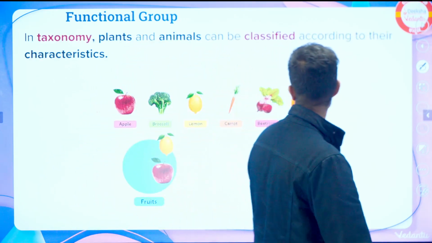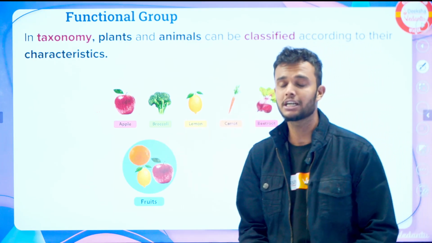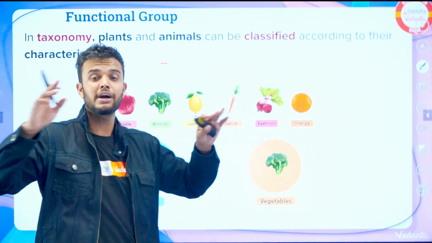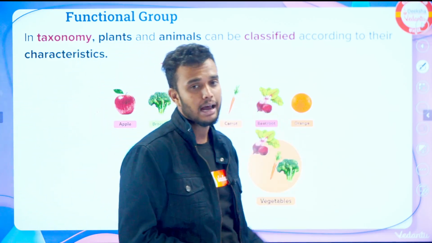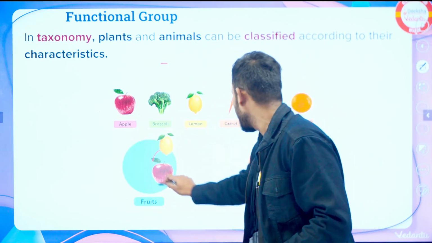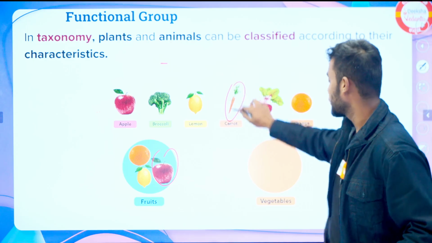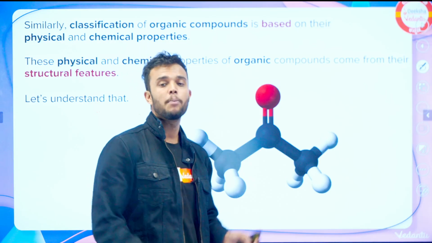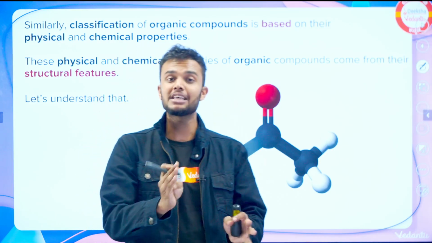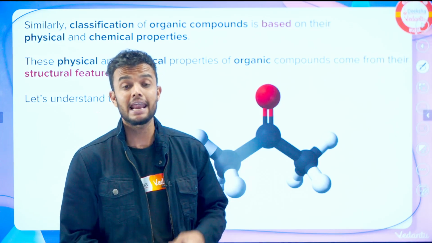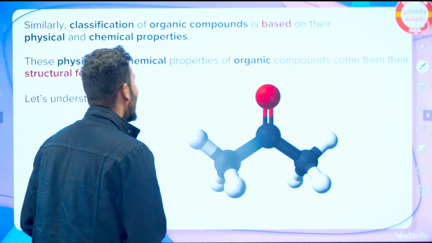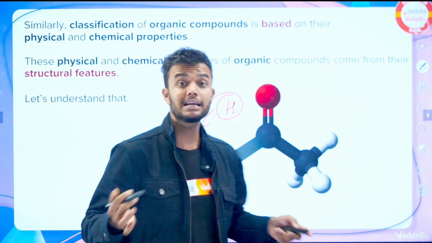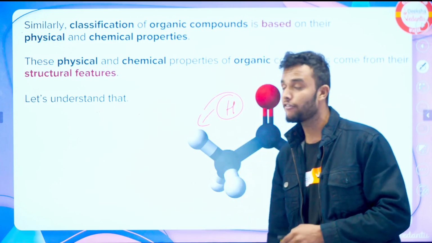Okay, let's move to another topic: functional group. What is a functional group? In taxonomy, in biology, plants and animals are classified into different classes depending upon their characteristics. For example, apples are placed in fruits, and carrots in vegetables. Similarly, organic compounds are also placed in different groups based on their characteristics. If we replace the hydrogen with other atoms, the characteristics also change. These groups are called functional groups.